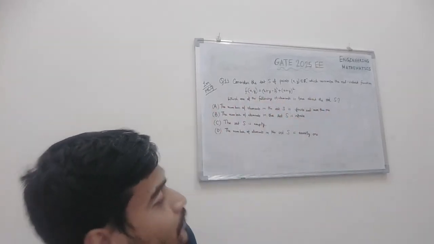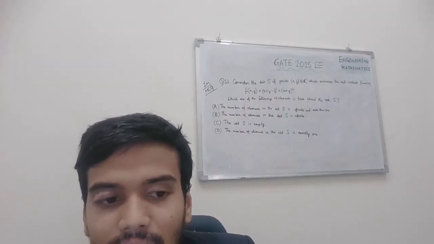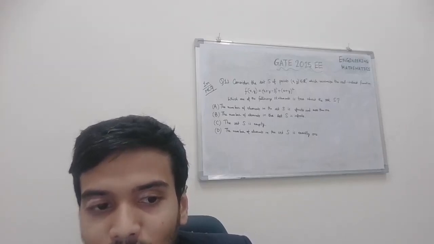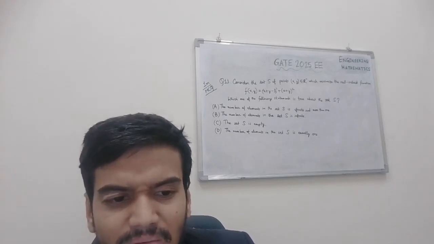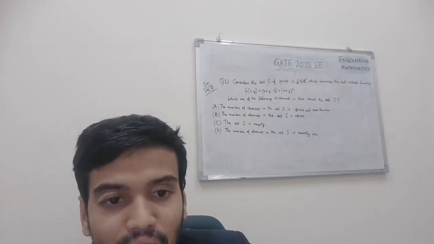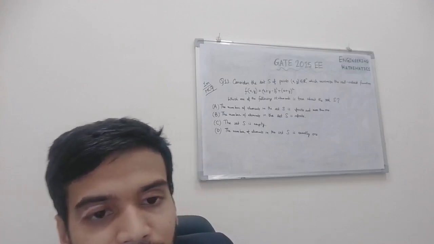As you can see, basically 9 questions came from engineering mathematics, as it comes every year. 5 of 1 mark and 4 of 2 marks, total 13 marks. Difficulty level was easy to moderate. Moderate, I would say. Some questions are good, unexpected, and new concept and composition.